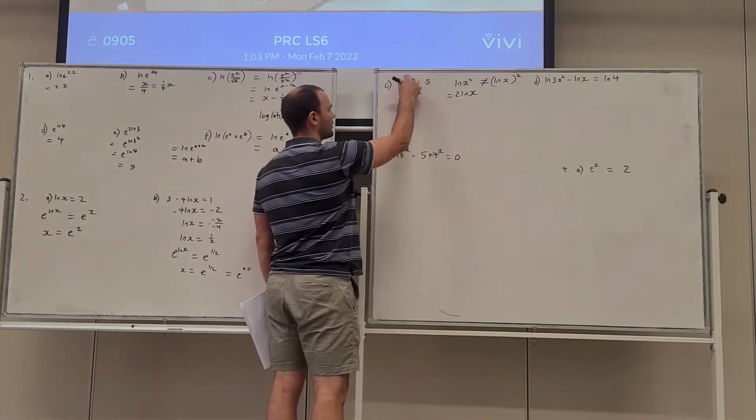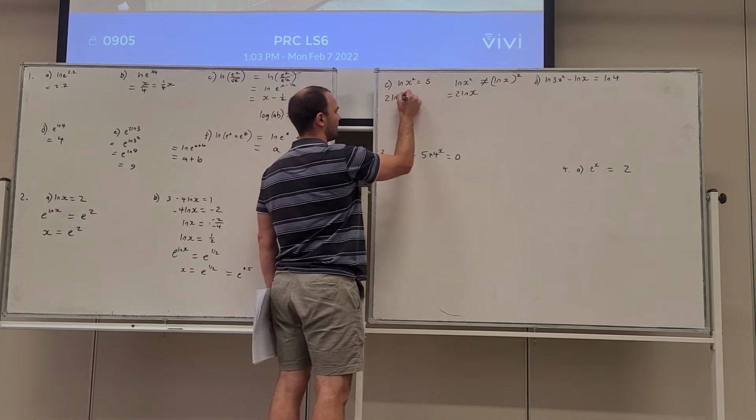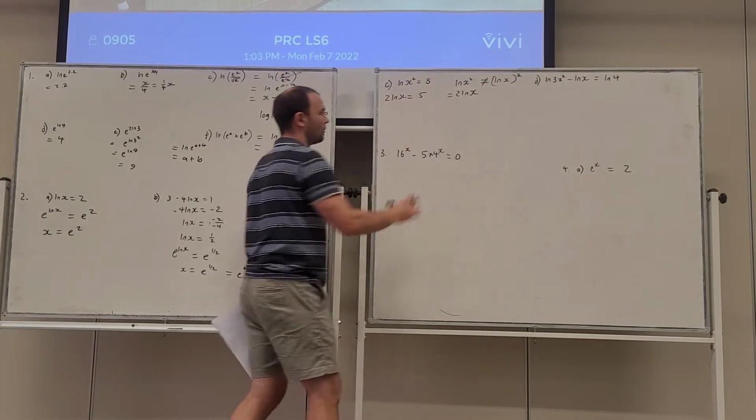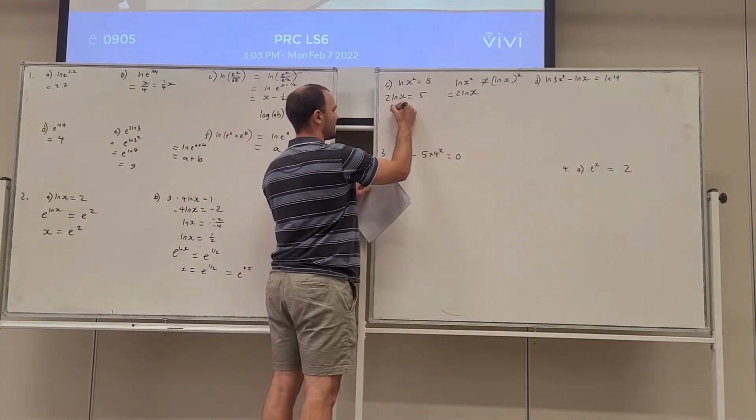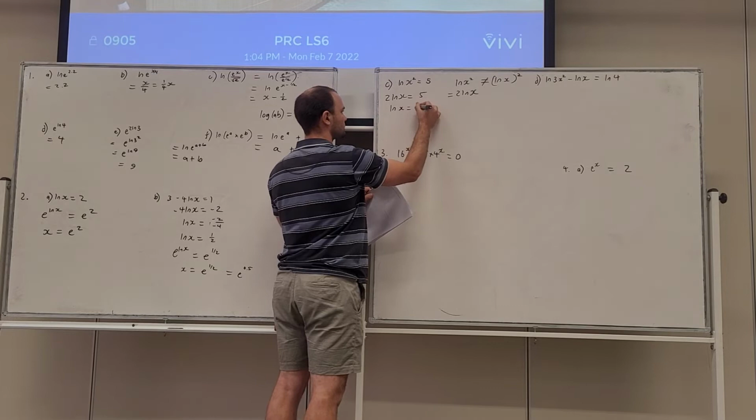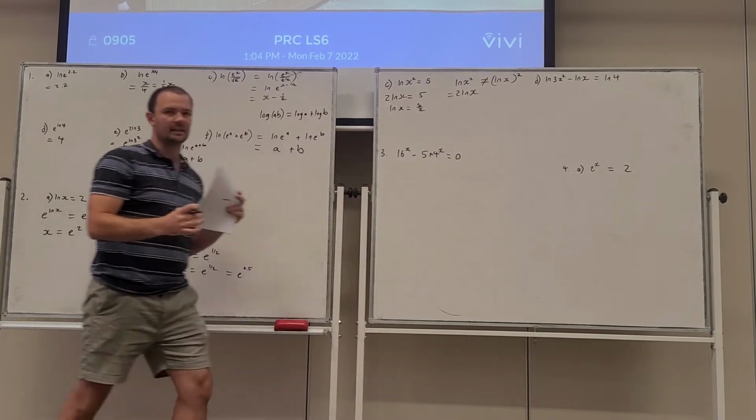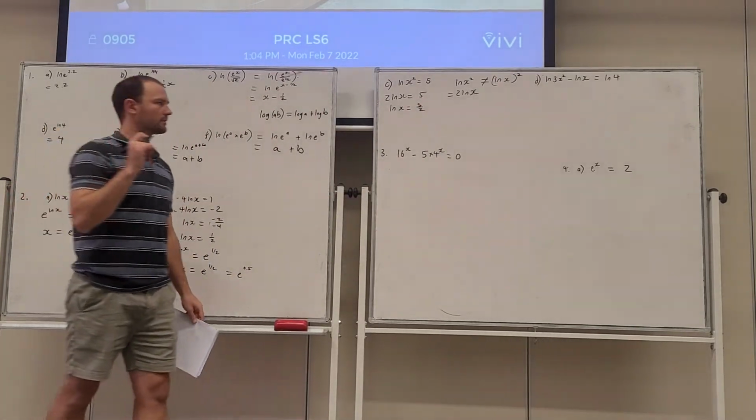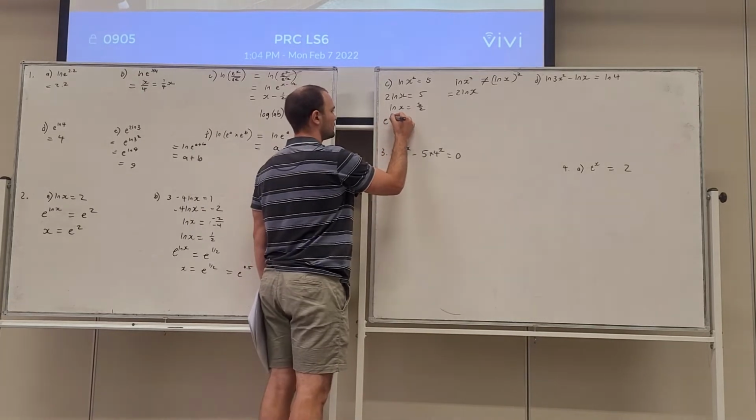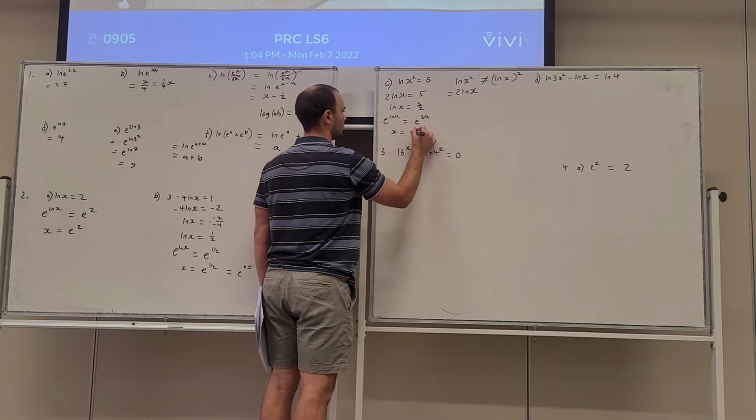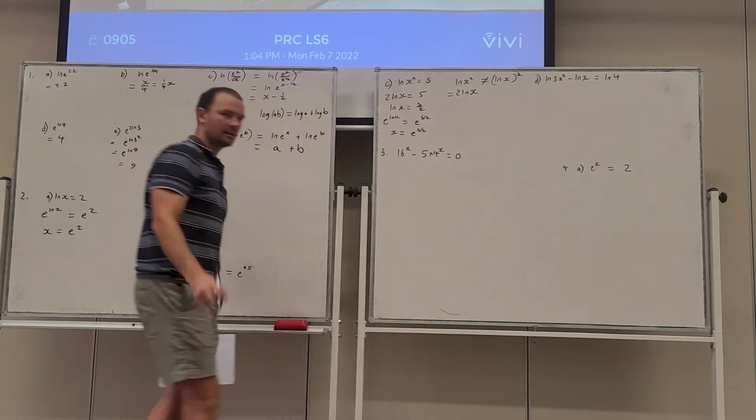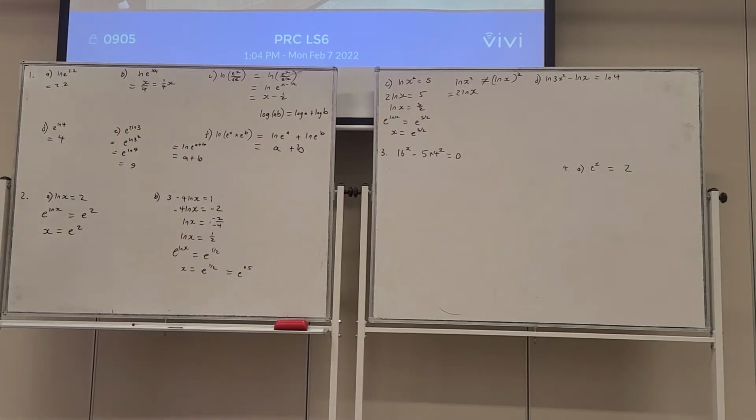Right? We're going to bring that 2 out front, so we have 2 ln x equals 5. We're going to divide both sides by 2, so we'll get ln x is 5 on 2. And then raise e to the power of both sides. Okay, again, e is just a number.